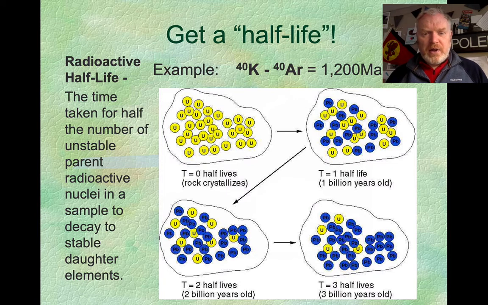After three half-lives, we lose another half of those uranium ones, and we end up with 12.5% of the original uranium atoms, 87.5% of the daughter ones. So because this ratio between the two is constantly changing, if we can measure that ratio, we have an age, should I say, of that rock.